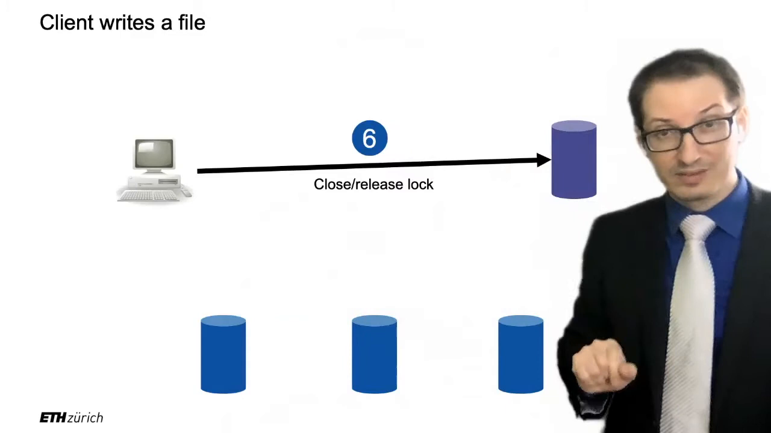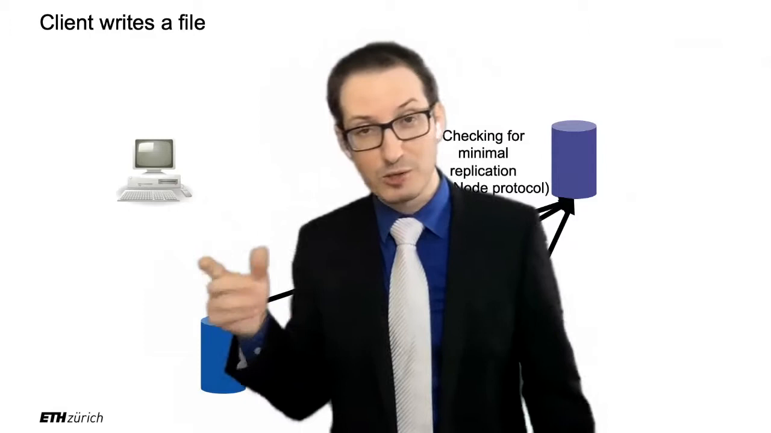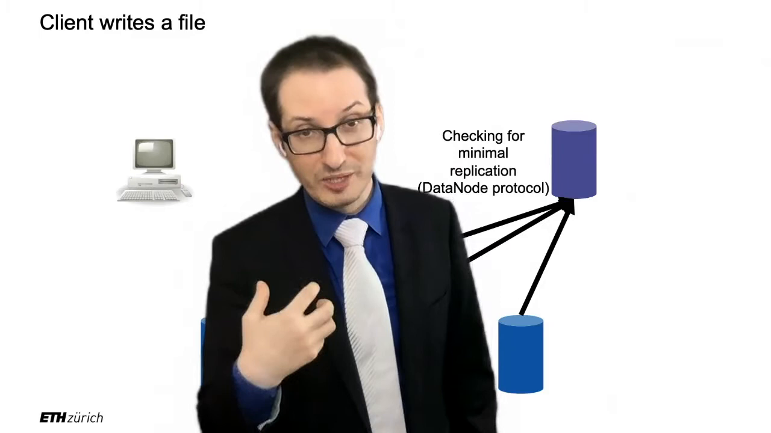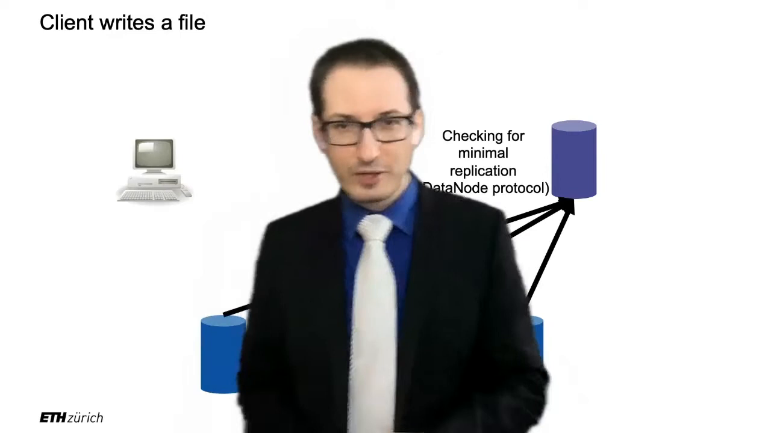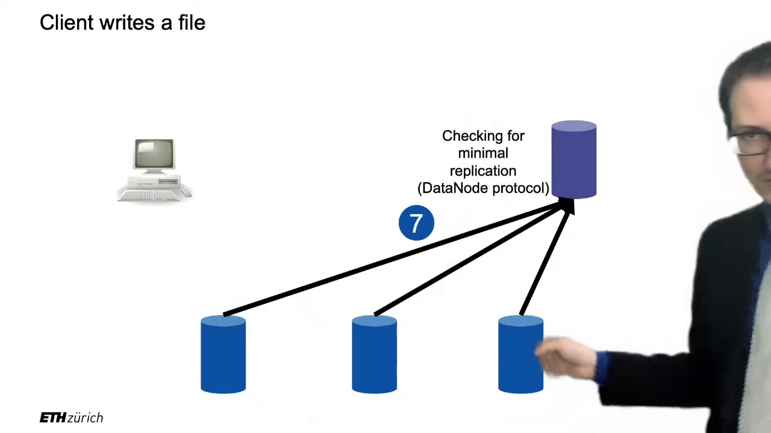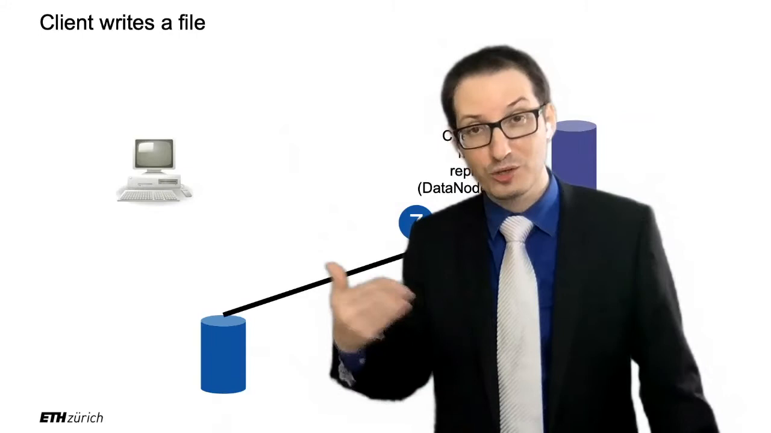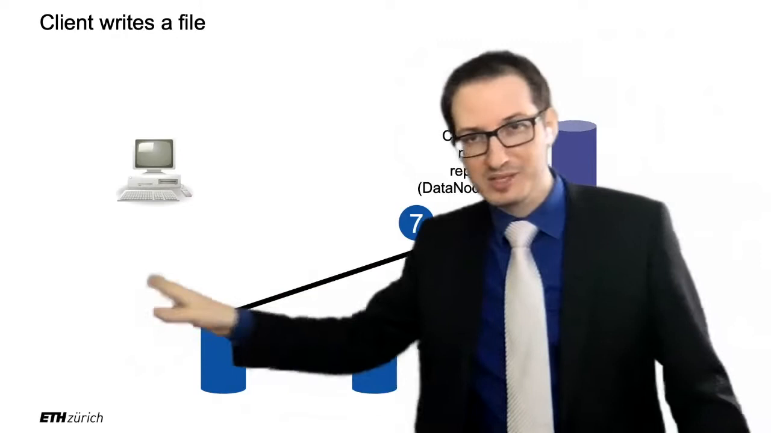And once this is done, the name node still waits a bit, because you might remember that the name node must have a confirmation that the blocks were received. It doesn't trust the client blindly, right? So the name node is now going to wait for the heartbeats of these data nodes right there. And the heartbeats will contain the information on the newly received blocks. So they will tell the name node, okay, I have received this and that block, right?